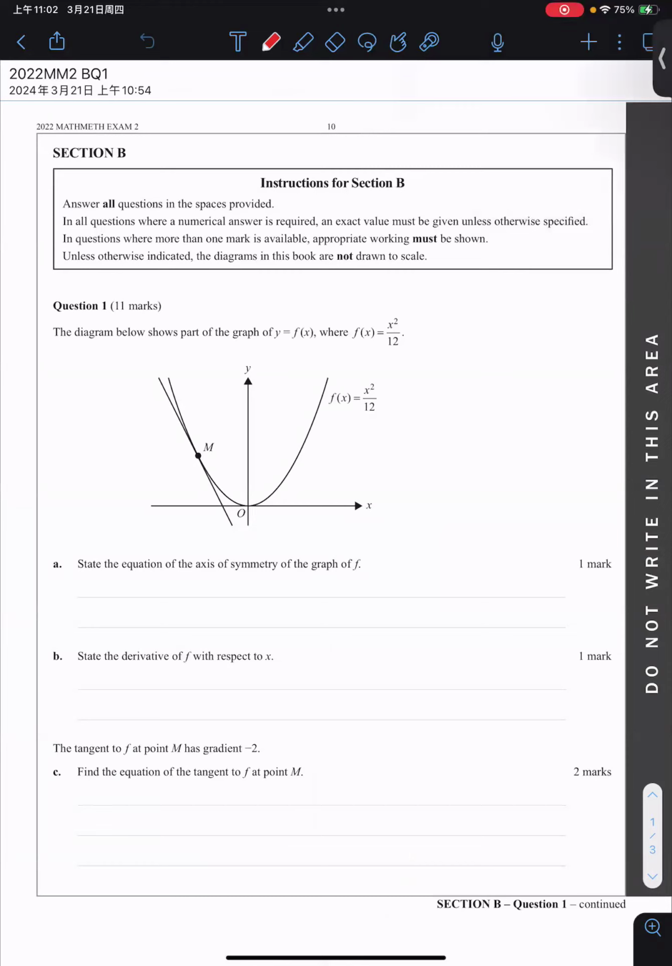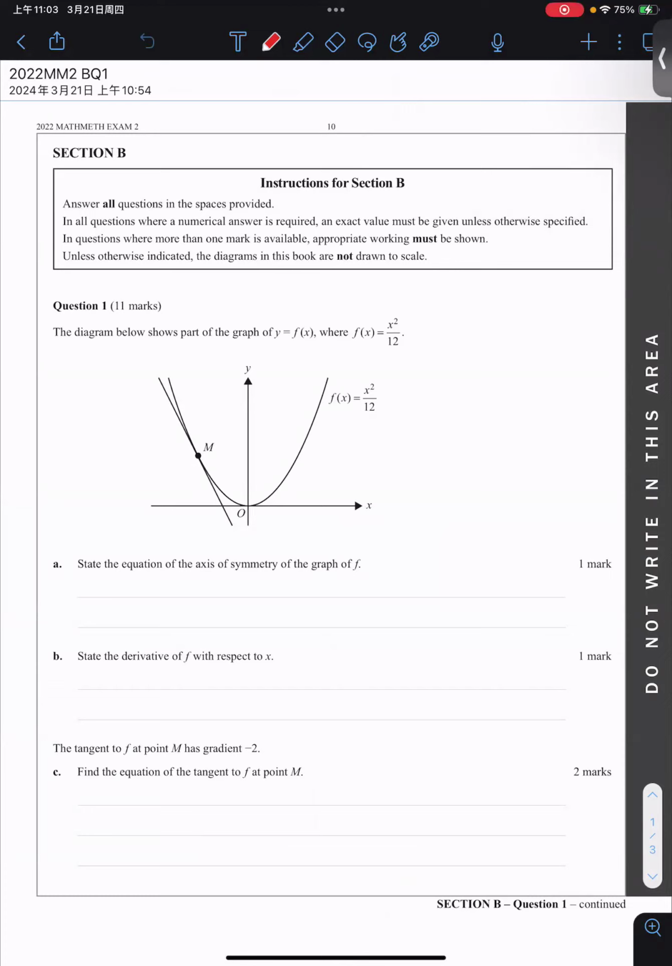Today I'm bringing you the 2022 Mathematical Methods tech-active exam, the written part, the first question. In this question, we will cover the basic knowledge about functions and graphs and calculus.